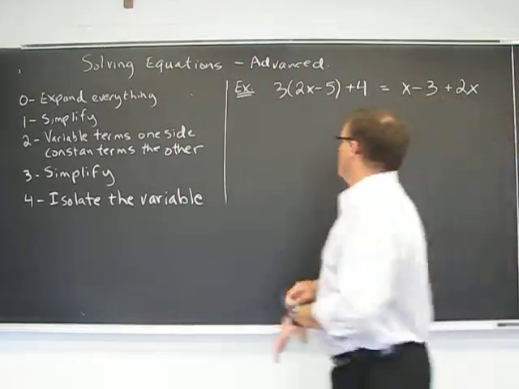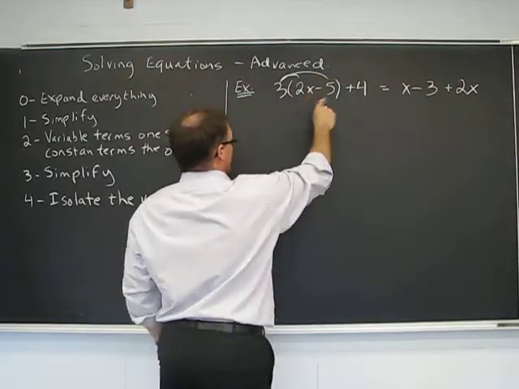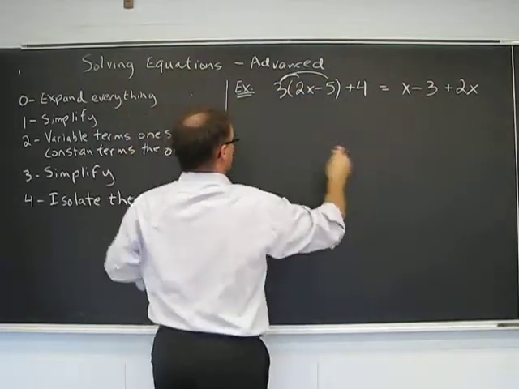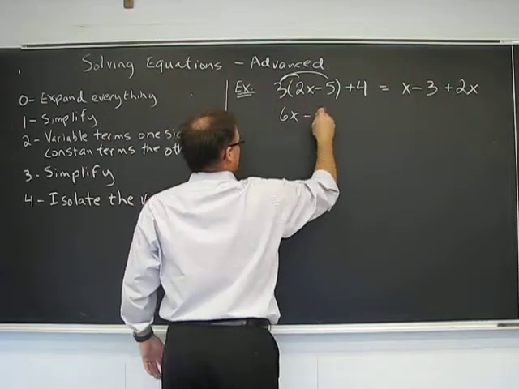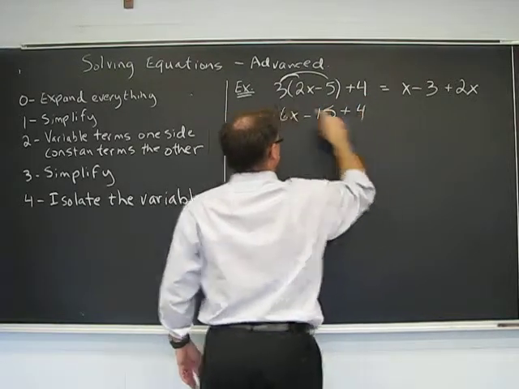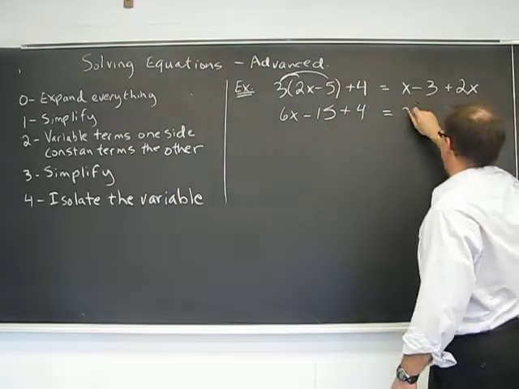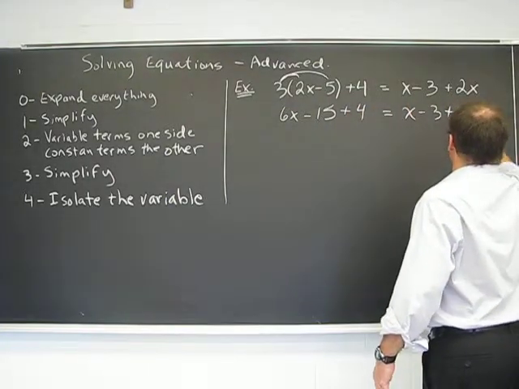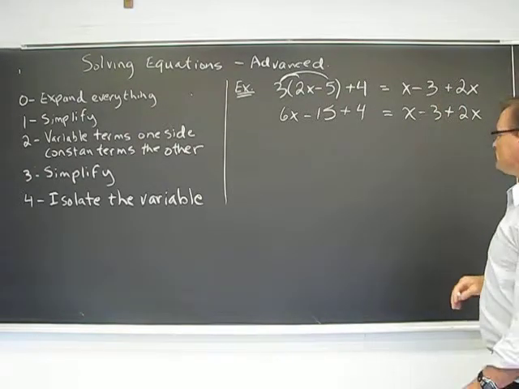So let's start. Expand the bracket means remove anything that needs removing. So 3 times 2x is going to be 6x. 3 times the negative 5, negative 15. The 4 doesn't get multiplied by the 3 because it's not part of that bracket. And on the right hand side, it's already expanded completely. But you might have brackets on both sides that need to be worked out.